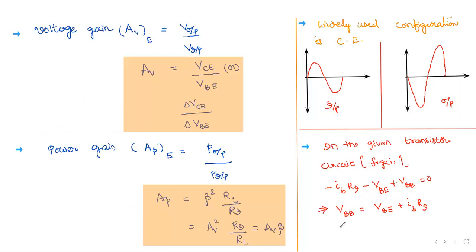So here that potential difference, that implies V input is equals to VBE plus IB RI. This is the first equation I got for the input voltage. Okay, put it in a box. One equation is over.